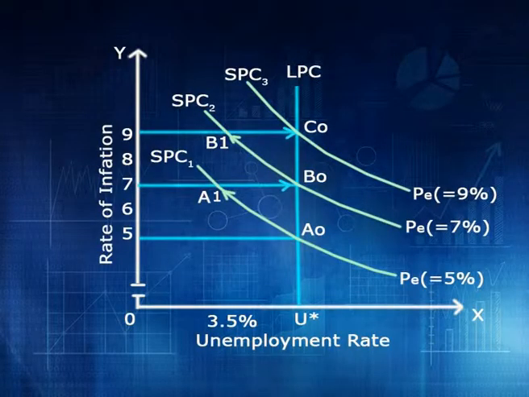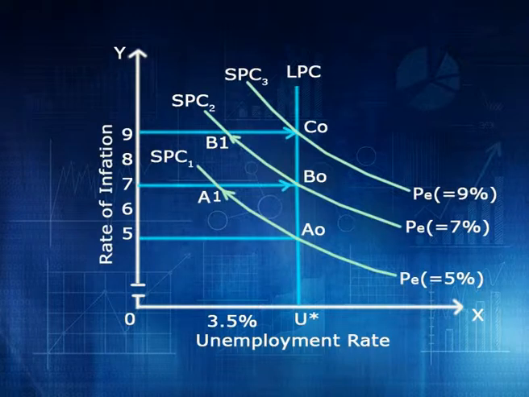Thus, the economy will move to point A1 on the curve SPC1. In the figure, it is observed that unemployment has decreased to 3.5% while the inflation rate has risen to 7%. It may be noted from the figure that in moving from A0 to A1 on SPC1, the economy accepts a higher rate of inflation as the cost of achieving a lower rate of unemployment. Thus, this is in conformity with the concept of the Phillips curve.